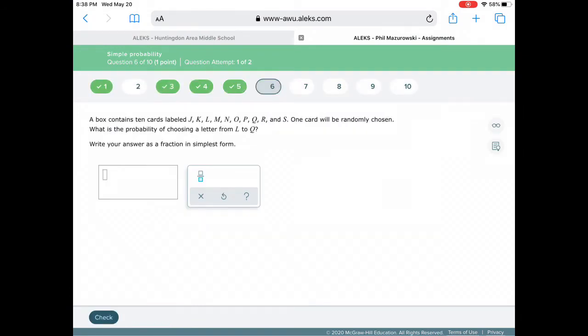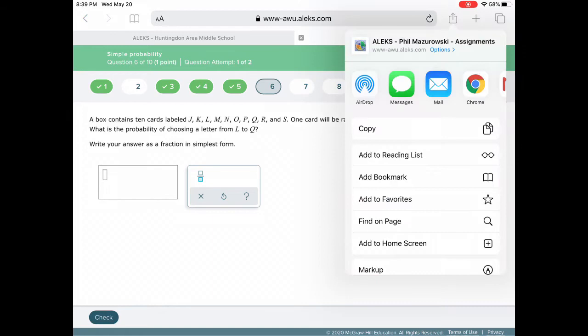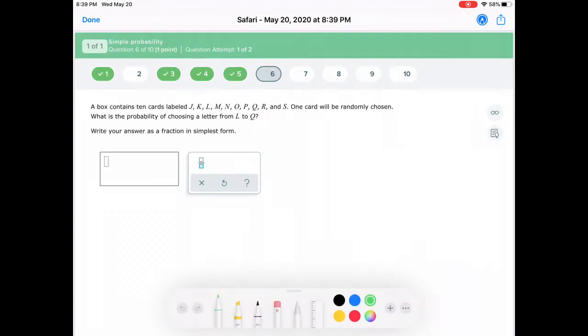Now we've got a box that contains 10 cards. Once again, we know it's going to be out of 10, and they want to know the probability of us choosing a letter from L to Q. I'm going to mark some things up here. From L all the way over to Q, I want to count how many there are. I've got 1, 2, 3, 4, 5, 6. So I've got 6 out of 10, which we divide by 2, and it simplifies to 3/5.